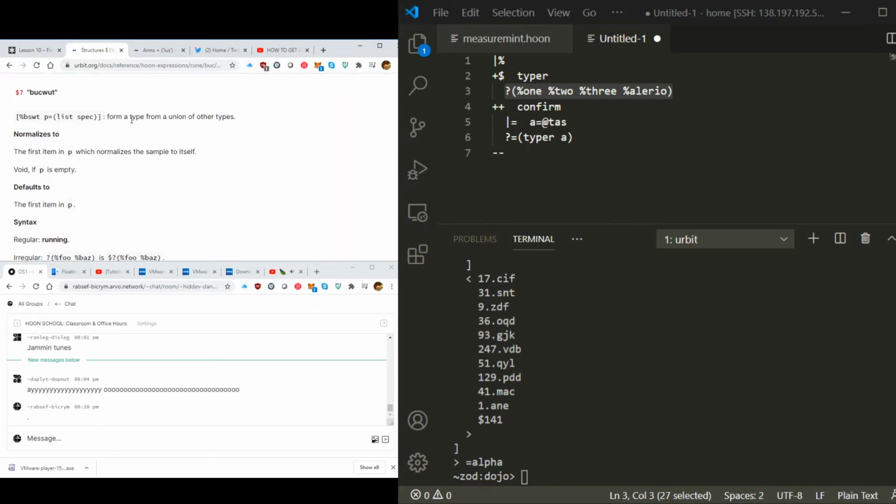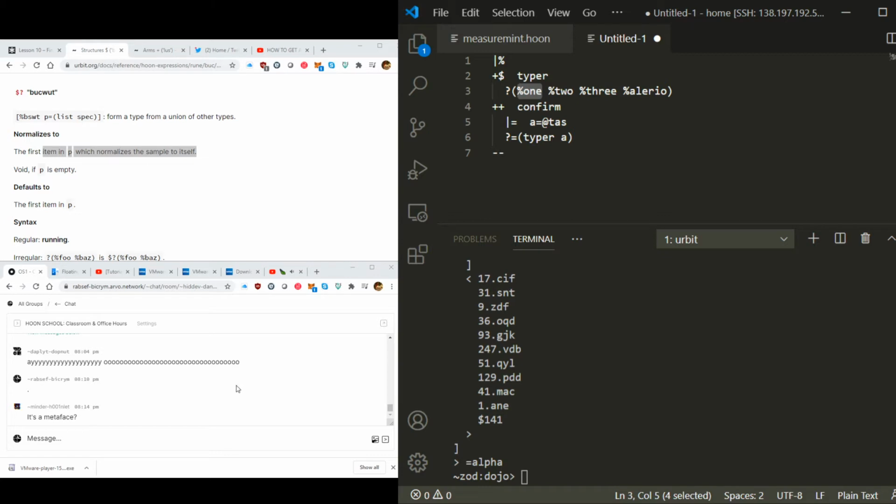Okay. Buck what? Form a type from a union of other types. All that really means is that the new type called typer is going to be one of these four PATRS values. So this is a union of types, a bunch of PATRS values that are available. If I want something to be a typer, it has to be one of these. Further, the normalizing factor of this, which is to say the default version of this, is the first item in the list. The first item in P, which is this guy here. So it would be 1.